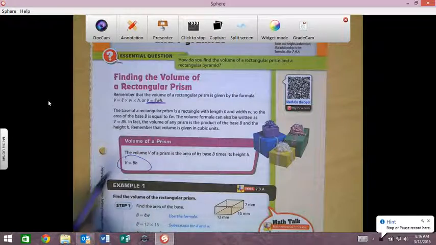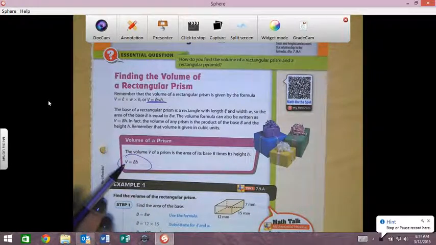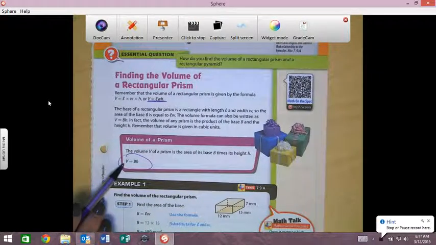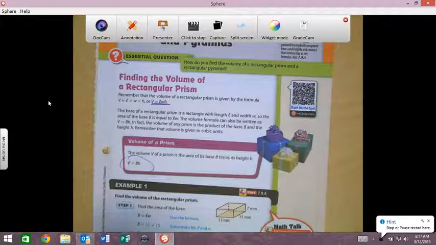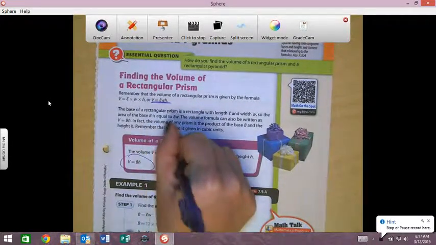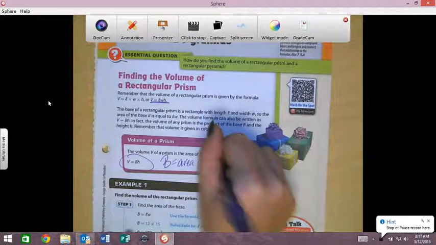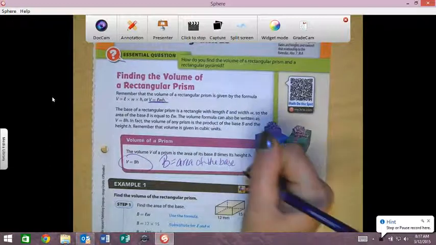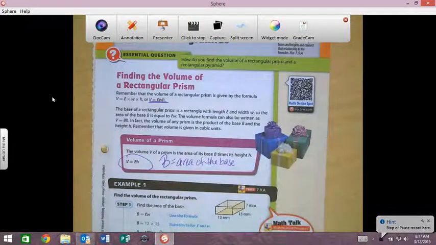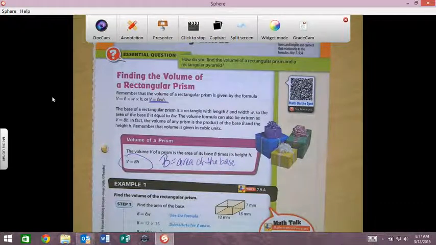So the formula that we see on our formula chart is volume equals big B times H, whereas big B equals the area of the base. So if you have a rectangular prism, you're going to find the area of a rectangle and then multiply that by the height. So let's go ahead and get into some examples so you can get some extra work on this.